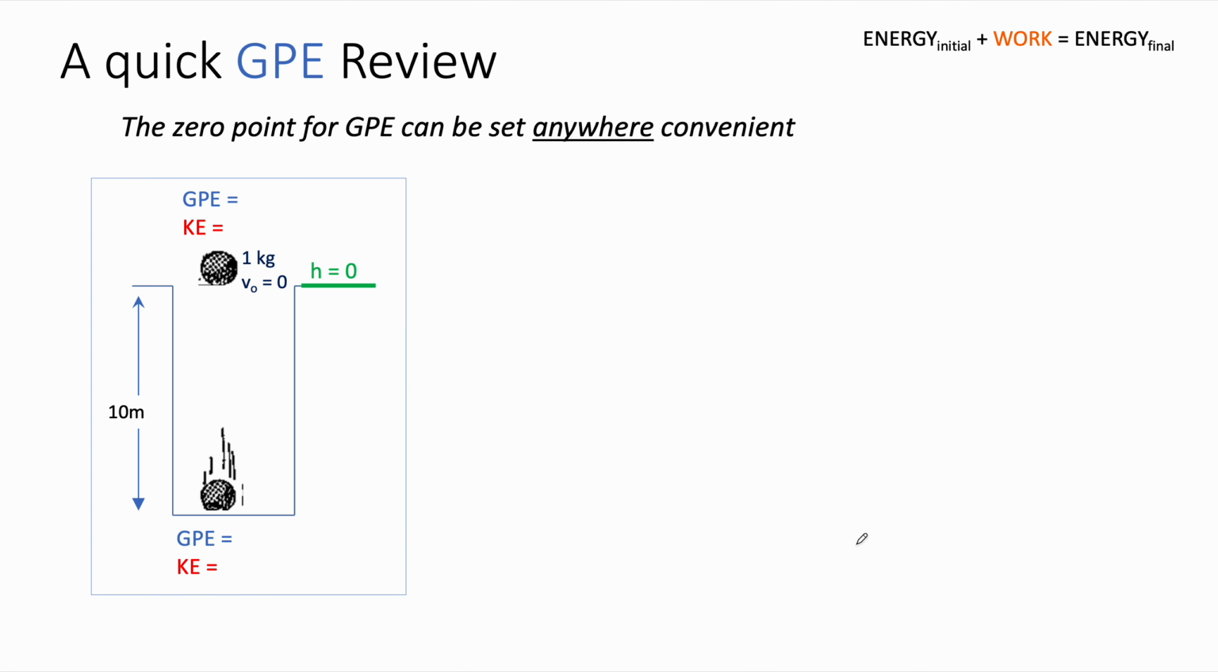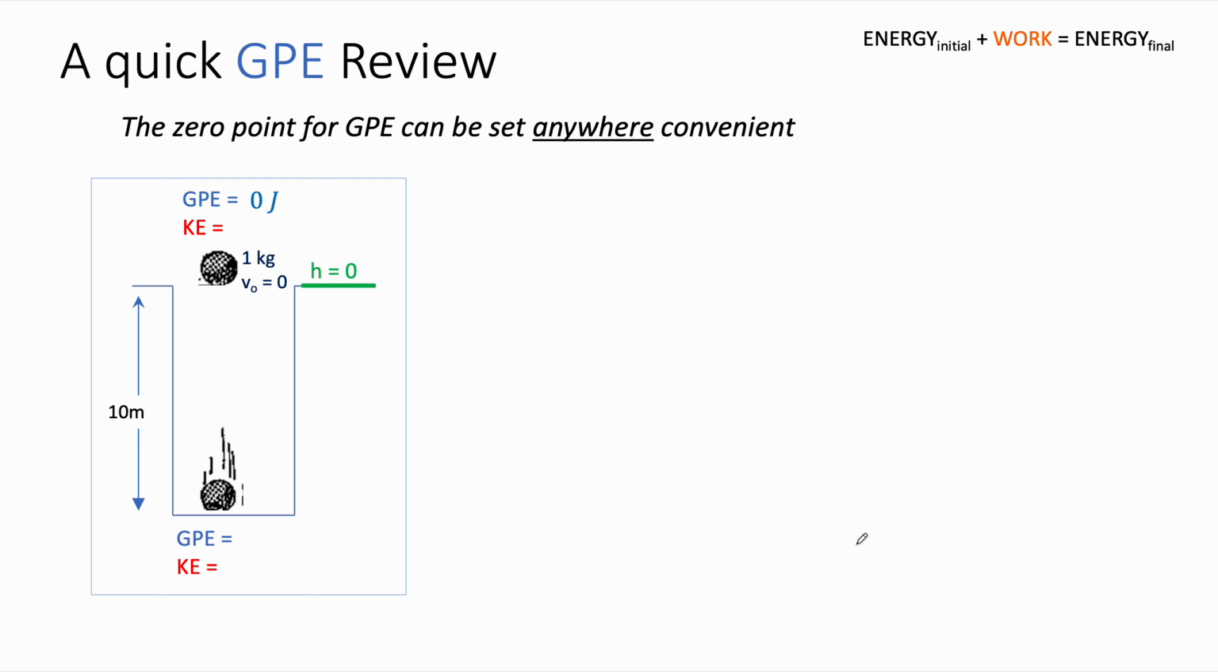Now, we've been talking about the fact that you can actually set the 0 point for gravitational potential energy anywhere convenient. And you might say, wait, does it actually work, or does it work as well as we think? Well, in this case, we've got a ball, or a lead ball. It's 1 kilogram. Its initial velocity is 0, and it's being held right above this well that's 10 meters deep. My question is, what's the gravitational energy, or potential energy, and the kinetic energy initially?